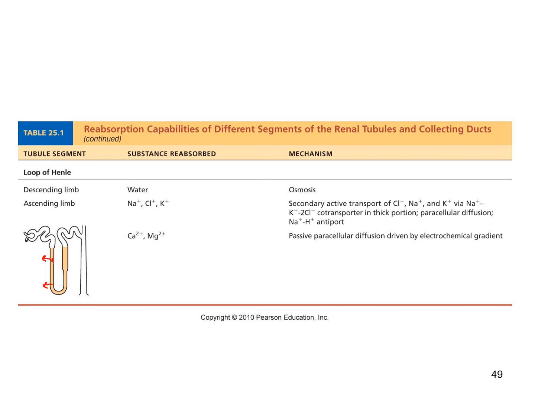Now, when you get back up into the ascending limb, then you're going to see the reabsorption of ions out here at the ascending limb. The reason why you're going to see reabsorption of ions in this ascending limb is because it is actually impermeable to water. And we're going to examine that in more detail in our next video.